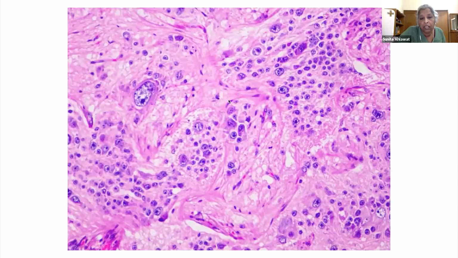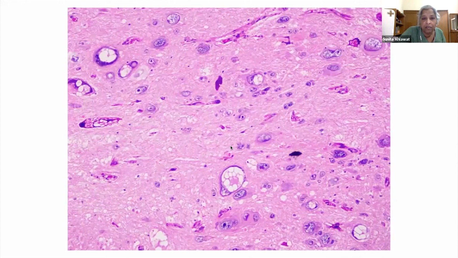These are clusters of these neuronal cells which are in different stages of development, maturation. And there is a glial matrix in the background. In areas, it is almost hypocellular, with very few nuclei. Only the neuropil is there.